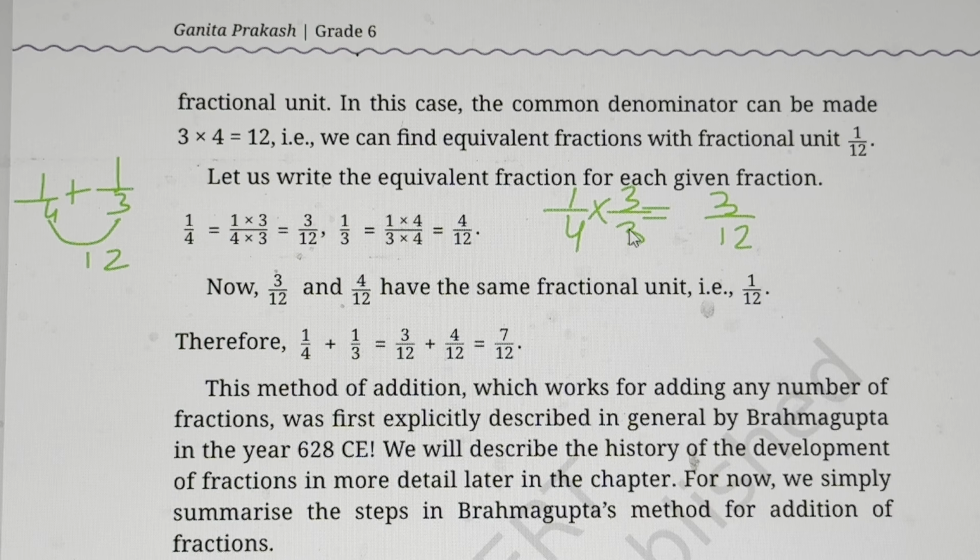So 1 upon 4 into 3 upon 3. So you get 3 upon 12. Similarly, 1 upon 3 you multiply by 4 upon 4. So here you get 4 upon 12.